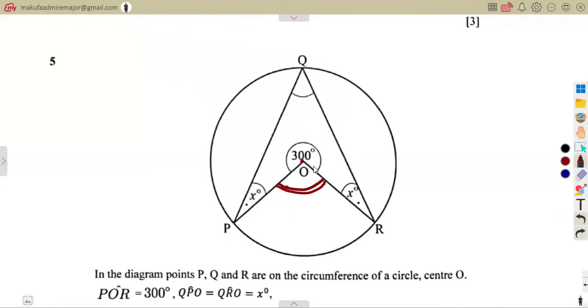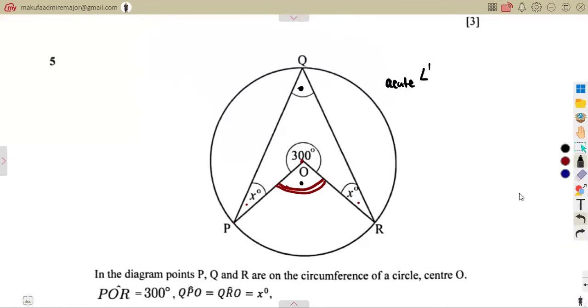So do not be tempted with these 300 degrees. The 300 degrees affects this angle on this side. If you were to use the 300, this is supposed to be the angle that it affects at the circumference. But this one, Q, is affected by the other POR, the acute angle. So how do you calculate this acute angle, POR?